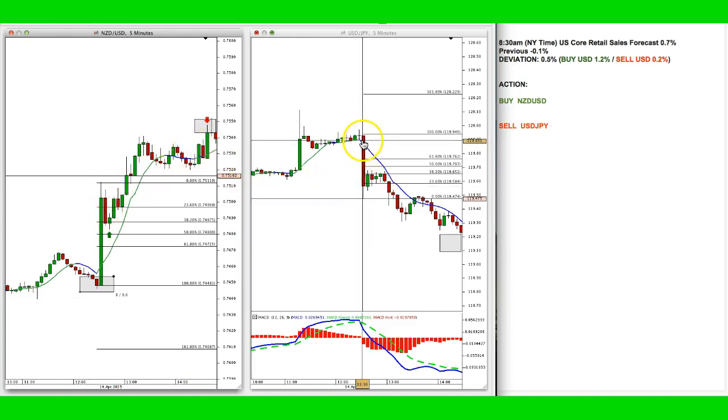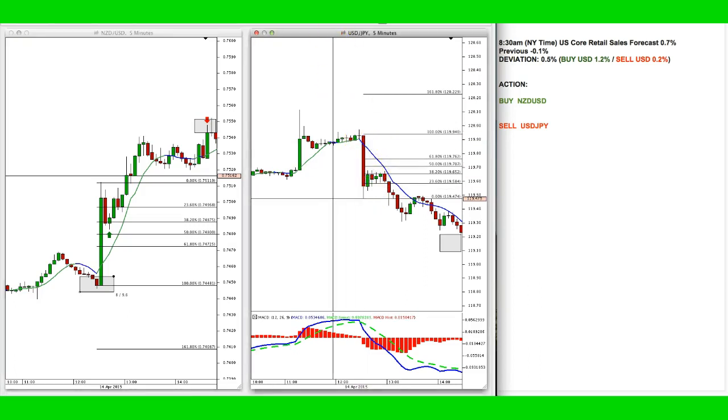Same thing on USD yen. There's the initial reaction, and our stop loss is above the swing high. And we stay in this trade for at least 2 hours, because that's about as long as a news event will last. And that's it. If you have any questions, just email me.